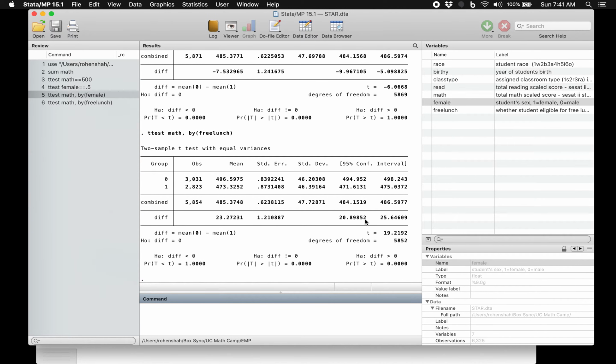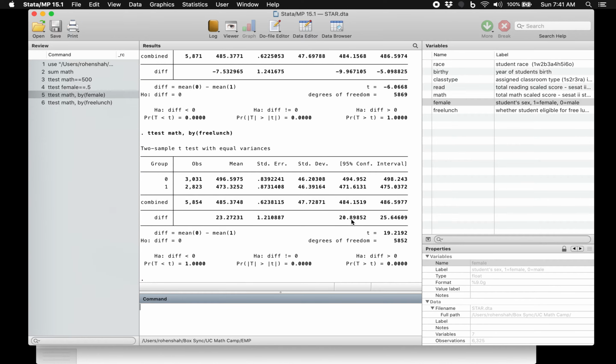Again, for the confidence interval, the difference between them might not be exactly 23. That's just what it was in our sample. If we try to generalize to the population, it might not be exactly 23, but we're fairly confident that it's somewhere between 21-ish and 26-ish. And so either way, we think that the free lunch students have a much lower test score on average than those without free lunch. And so that's the confidence interval.